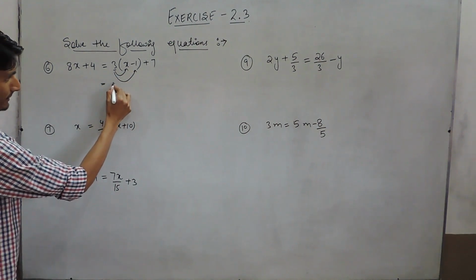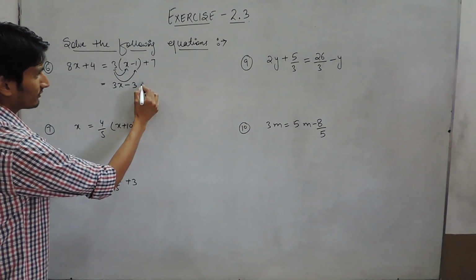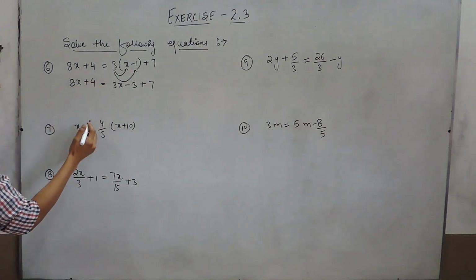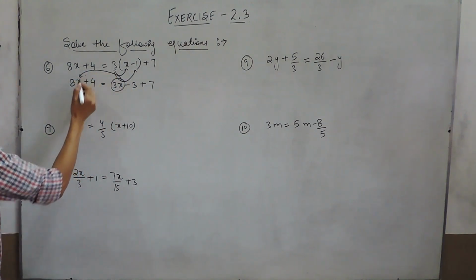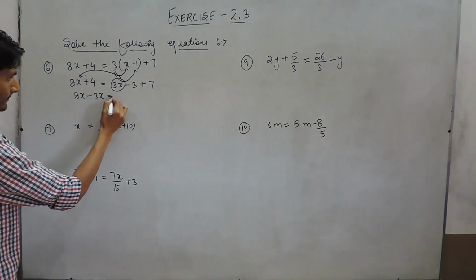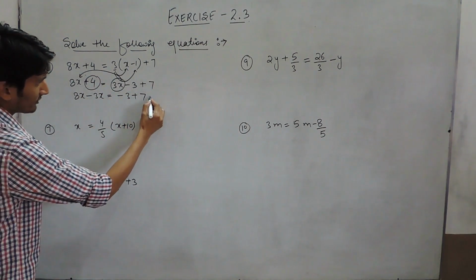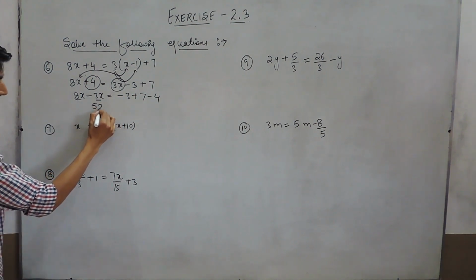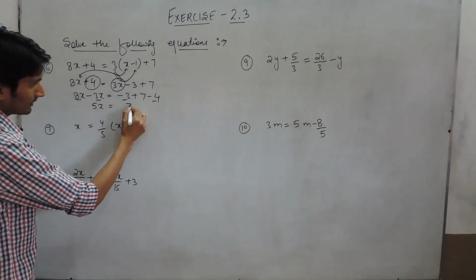So when 3 is multiplied by x, it will give 3x, and when multiplied by -1, it will give -3, and the rest will remain as it is. Solving this, the variable has to be shifted to this side, so this positive will become negative, and this constant when shifted to that side will give minus. This and this solved will give 5x. This and this when added will give 7.